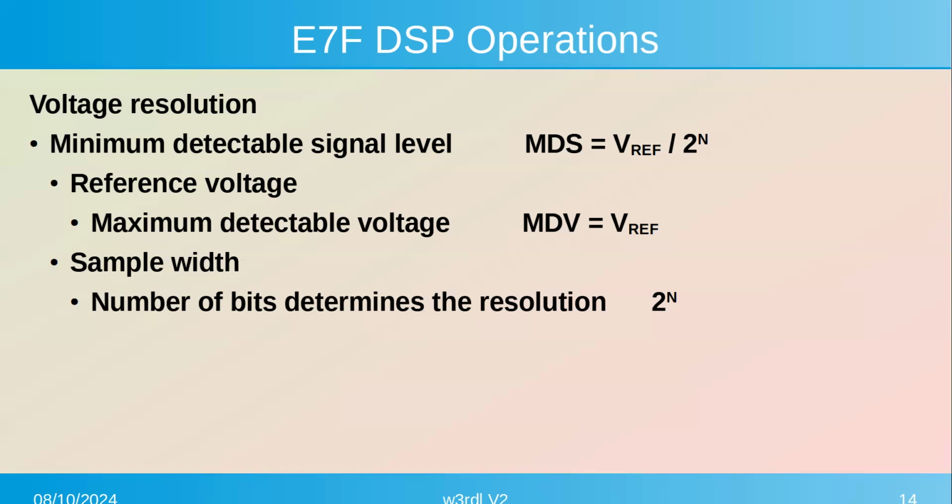Everybody knows their powers of 2. So that's a good one to remember. 2 to the 10th is 1024.